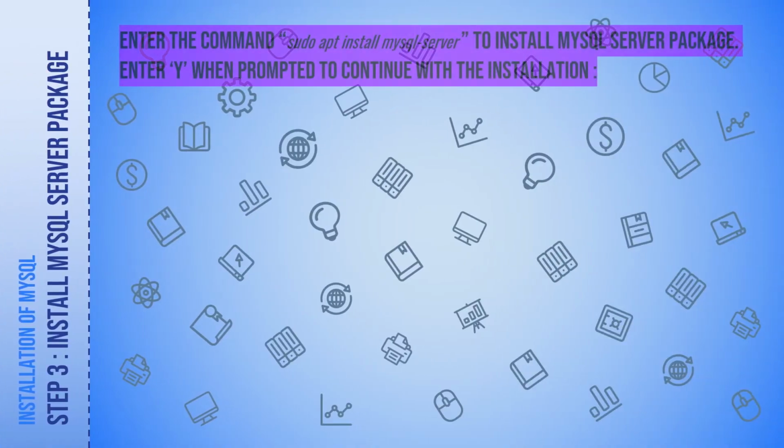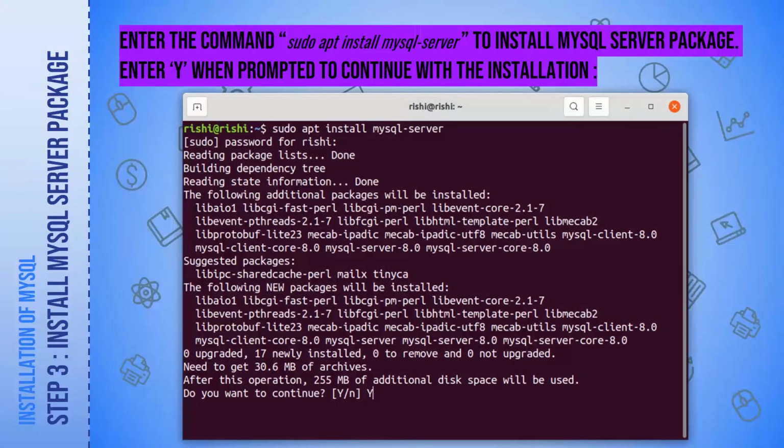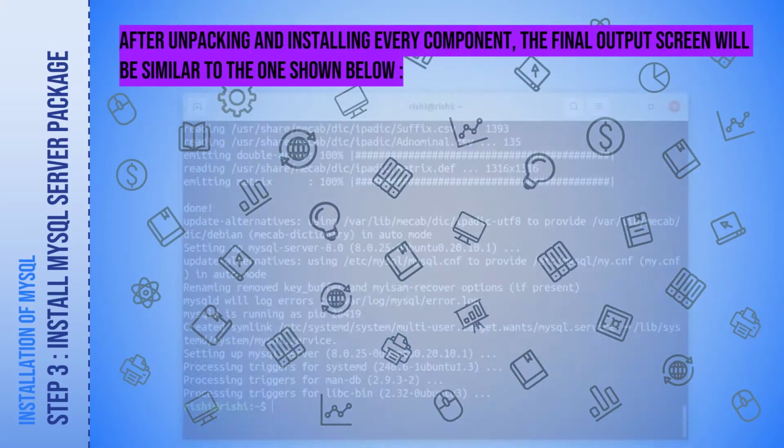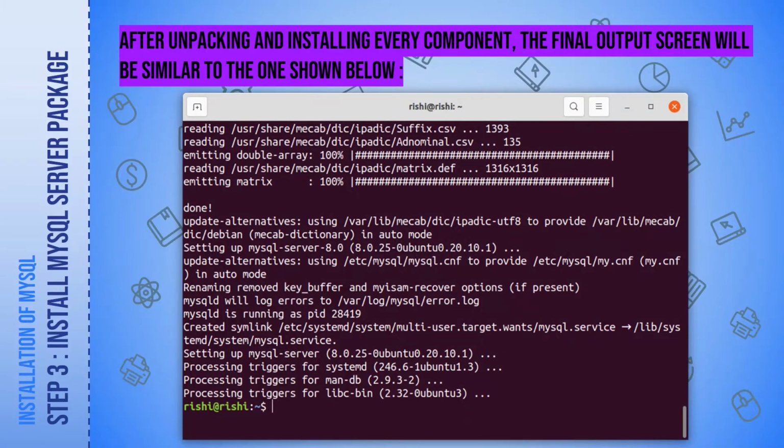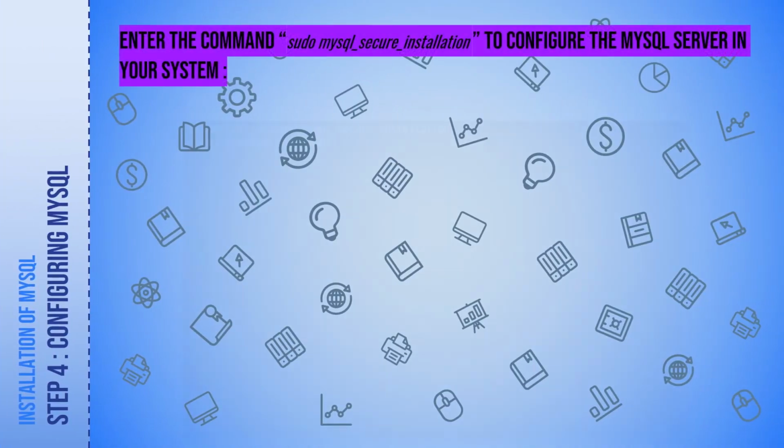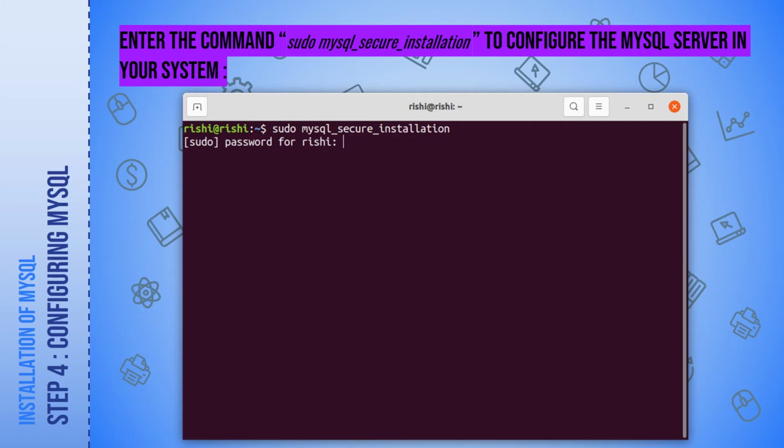Step 3. Install the MySQL server package by entering the command sudo apt install mysql-server. Enter Y when prompted to continue with the installation. After unpacking and installing every component of the MySQL server, the final output screen will be similar to the one as shown.